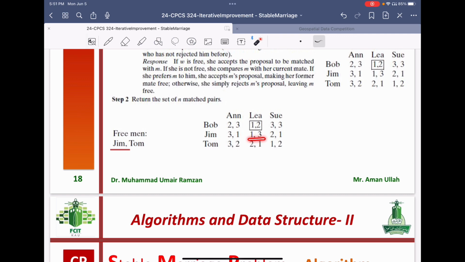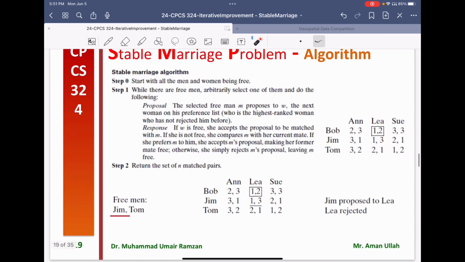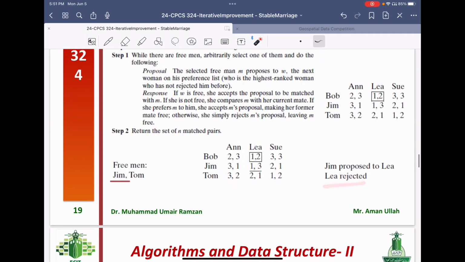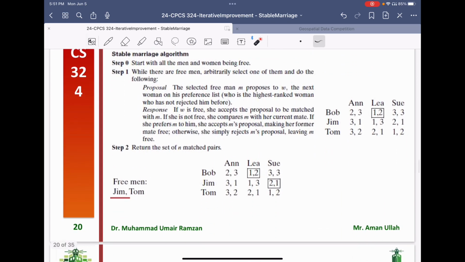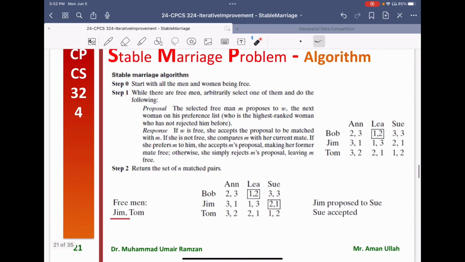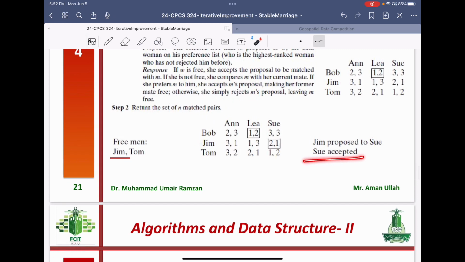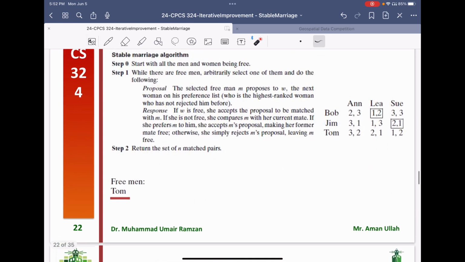So obviously he looks at Leah. Leah's going to say no, she rejected his proposal, and he's going to move on to the next match, who is Sue. The next match has him as the first choice. So Sue got her dream husband. So she's going to accept him, and Jim is going to be removed from the free men list. Sue accepted, and Jim was removed.